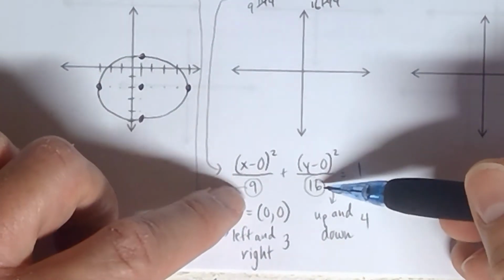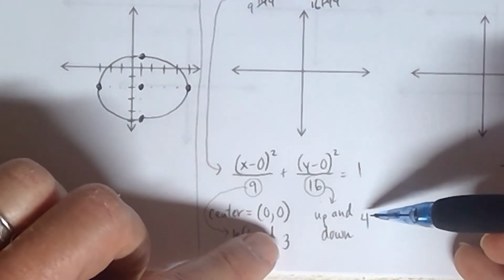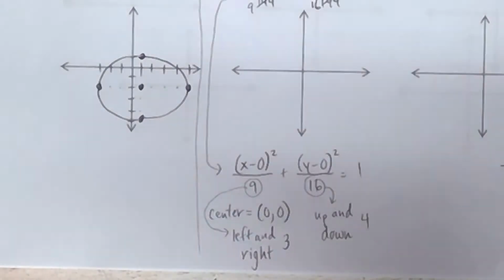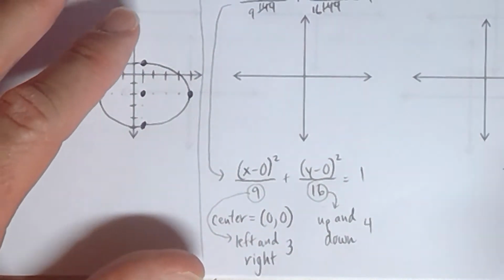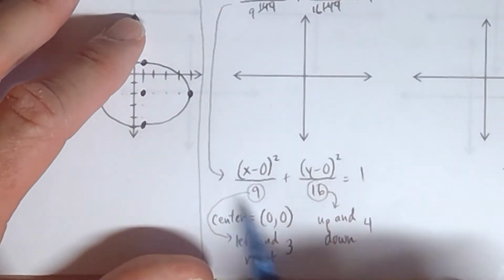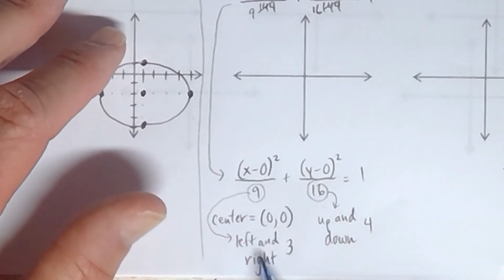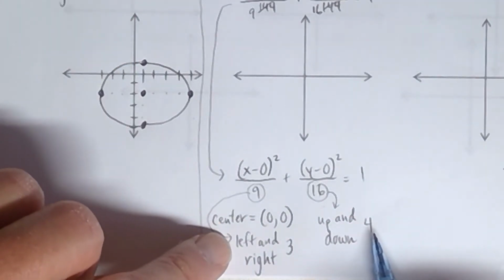You have to take, remember, the square roots. Just like we did in the last problem, the square roots tell you how far to go left and right and how far to go up and down. Once I set up my equation correctly, then you figure out the center and your left, right, up, down numbers.